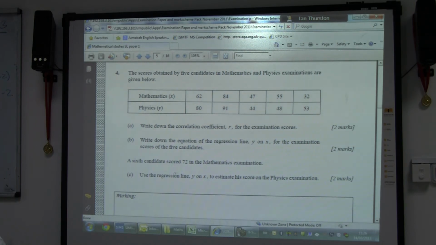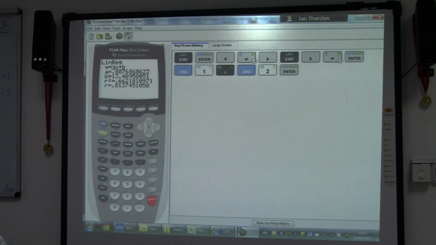Question C, use the regression line to estimate the physics score. Well, they're telling us the math score was 72. Remember, maths corresponds to the x. So in terms of our equation, y equals, a is 0.888, x I'm going to substitute in now as the 72, plus b, which was 13.5, and that is going to give you a rounded down score of 77 marks.